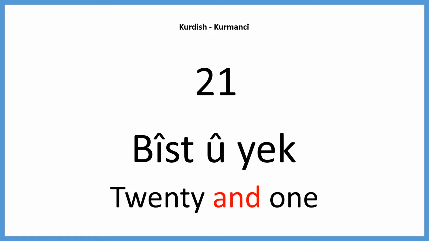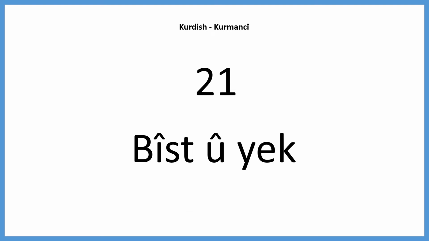Every number between 20 and 100, except for multiples of 10, follows this simple rule. This means that you would only need to memorize the numbers 20, 30, 40, 50, and so on. So, 21 would be bistuyek.